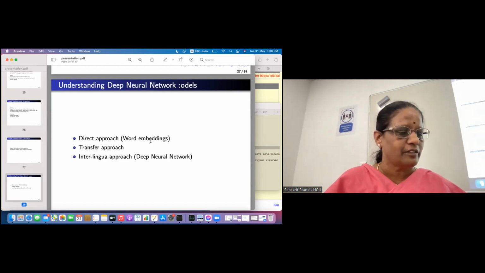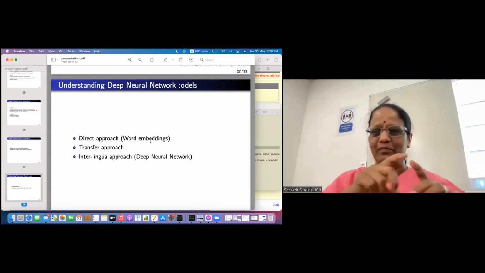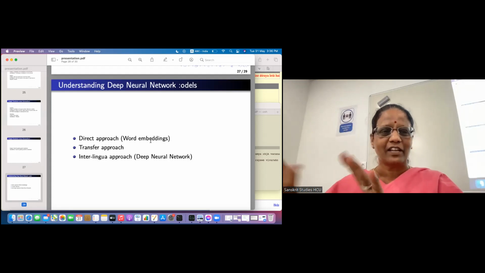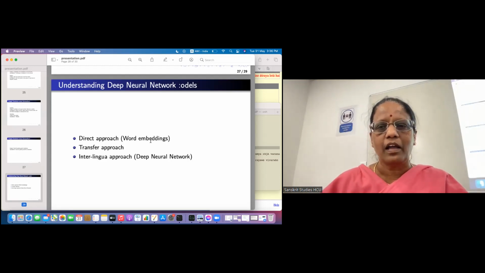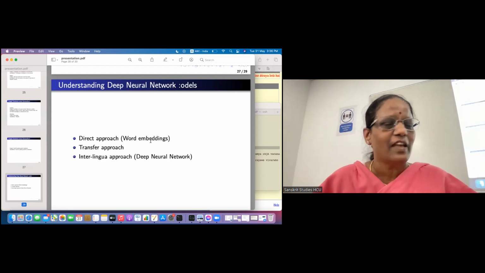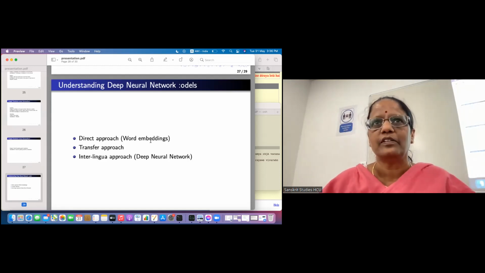So if you say that word X has these numbers, and word Y has a representation as these numbers, whether these representations are correct or wrong, we can't say anything just by looking at those numbers.